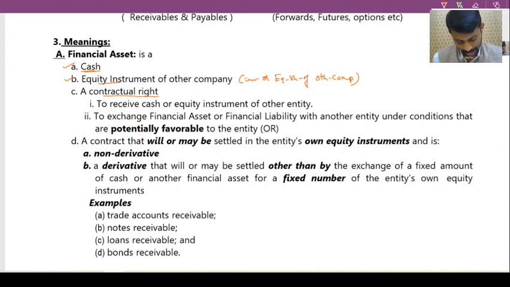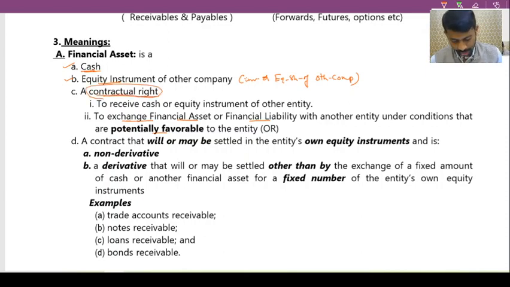Next, a right to exchange financial assets or financial liabilities with another entity under conditions potentially favorable to the entity. So what do you mean by that? Condition. Suppose here it is a contract, my friends. Already, please don't ignore that. It is a contractual right. Correct?